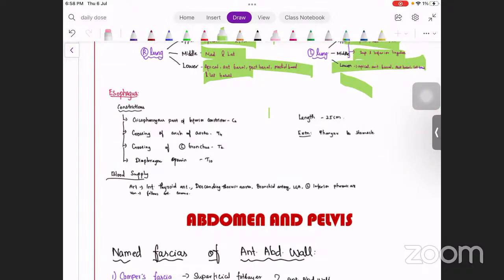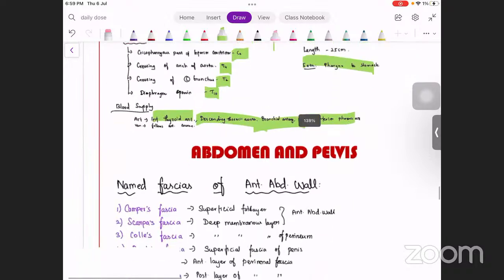Apart from that, the esophagus: the length of the esophagus is 25 centimeters and it extends from the pharynx to your stomach. The diaphragm opening is seen at T10, the crossing of the left bronchus at T6, the crossing of the arch of aorta at T4, and the cricopharyngeus part of your inferior constrictor is seen at C6. And then you have the blood supply. The blood supply of your esophagus is from the inferior thyroid artery, descending aorta, bronchial artery and left inferior phrenic artery, and the veins are venae comitantes, so they follow the arterial course.